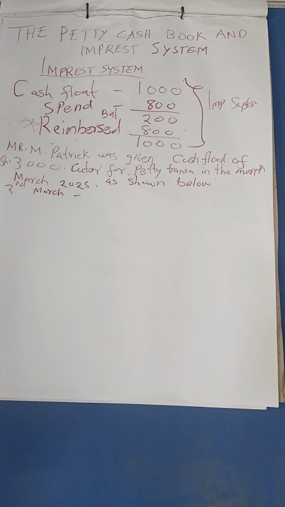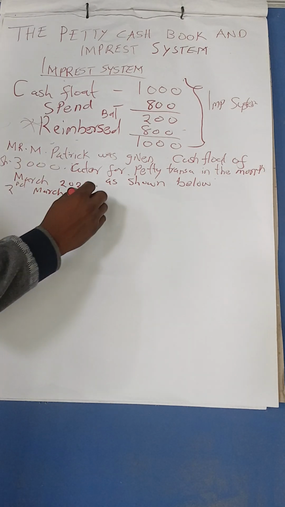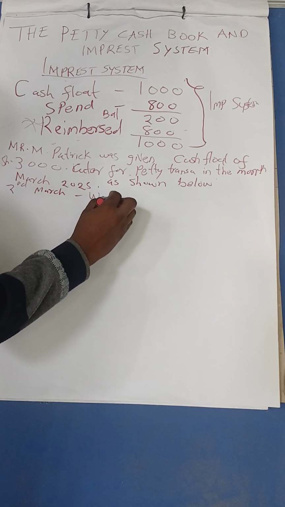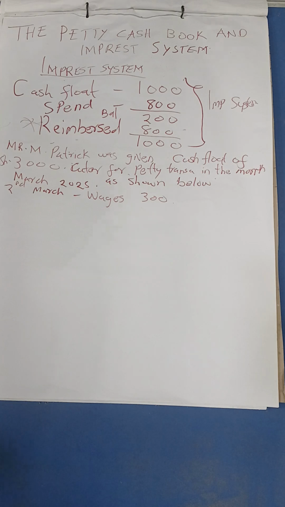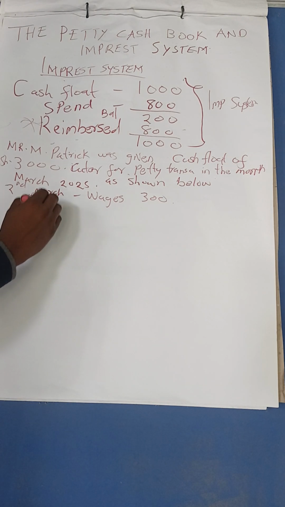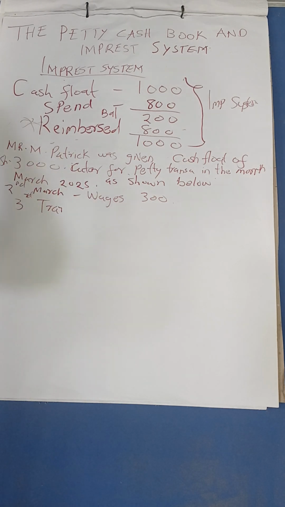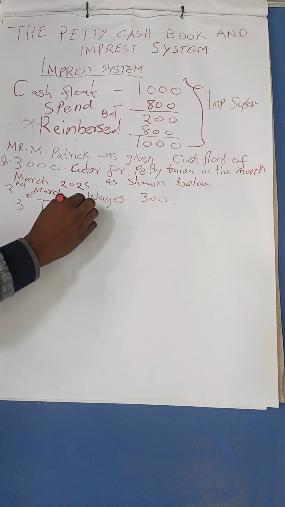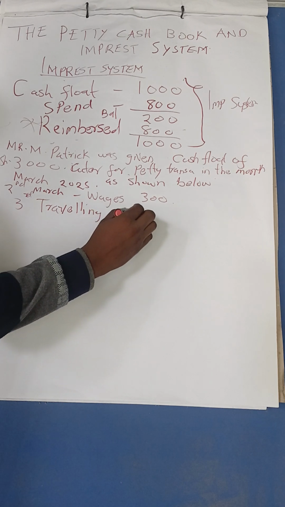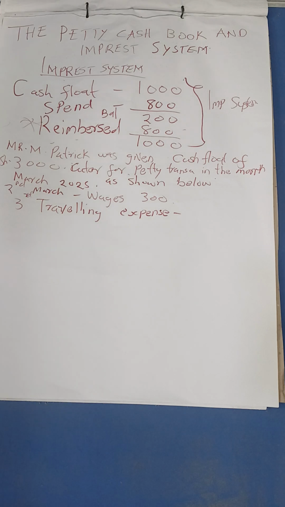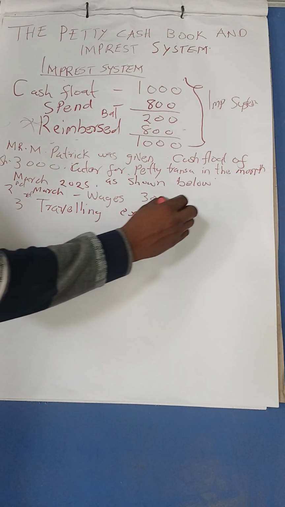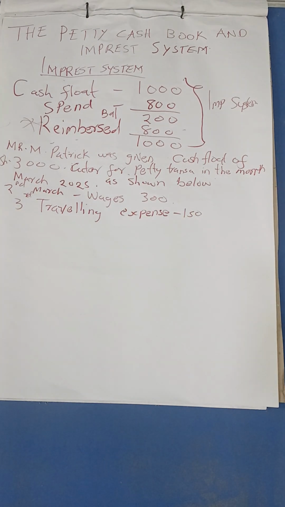So on the 2nd of March, I was to pay wages costing 300 shillings. Then on the 3rd, I made traveling expenses. In the business, there were traveling expenses that I was to cater for, of 150. So this means maybe one of the employees was sent somewhere, maybe to the market.